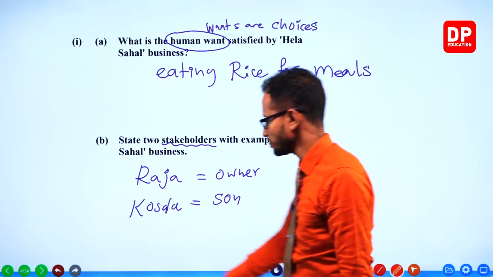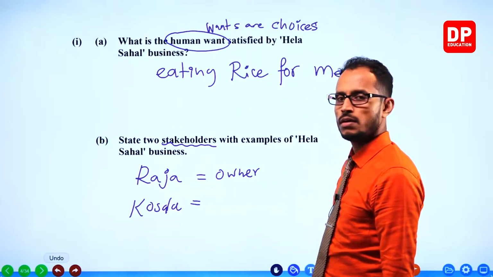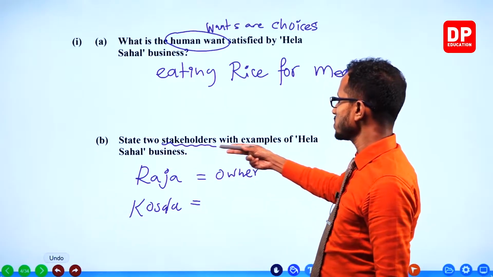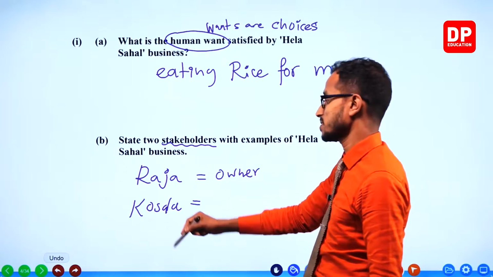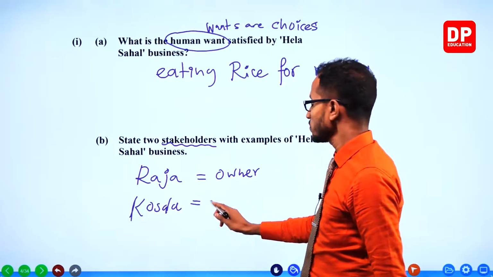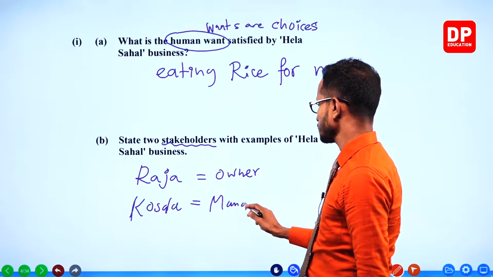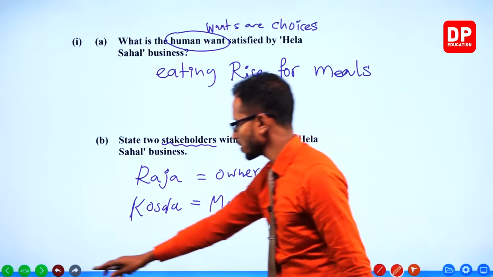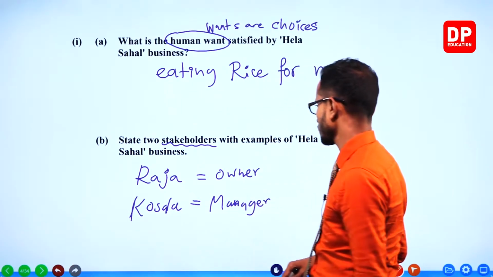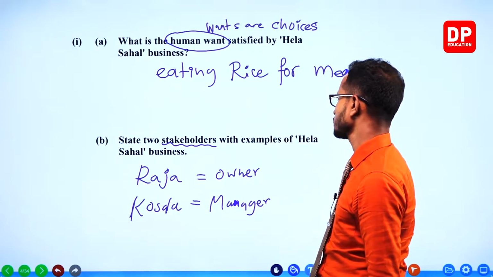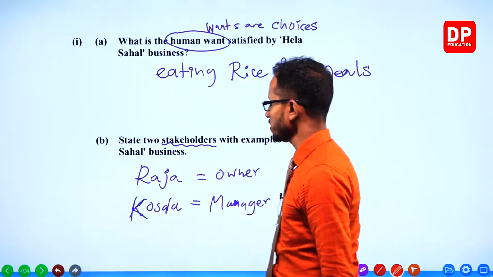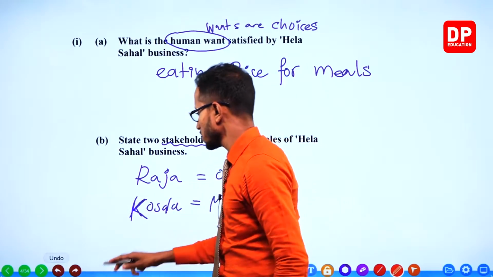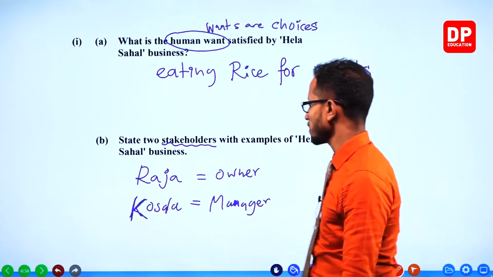No, don't write son. To Raja, Kosala must be his son, but for the business, he's not the son. For the business, he's the manager. Manager. You can even write Supun, because Supun is the employee. Supun, you can write.